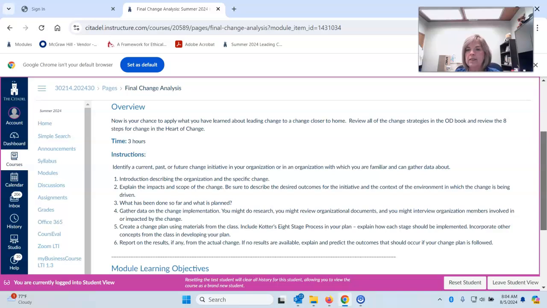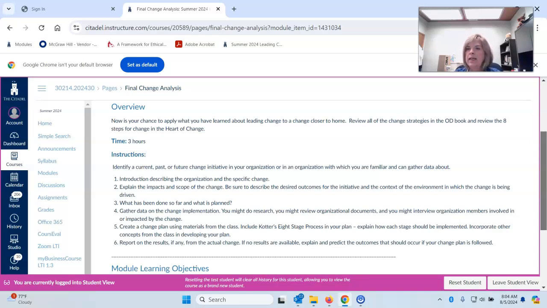So if you think back to the simulation, right? In some of the scenarios, you were in a situation where a competitor was making the change first and you were responding. Some you were looking at being proactive. So that's the kind of context of the environment that you might want to include. What's been done so far. So tell me if it's current, past, future.